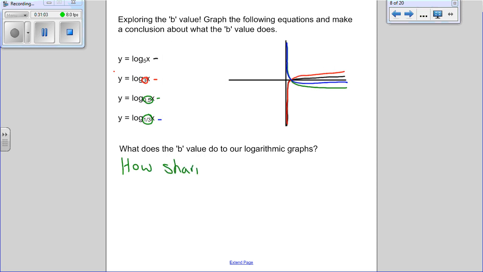So it's probably not a coincidence that the b value does the same thing in both graphs. Because remember, the b value is the base for exponentials and for logs. It's the same number.